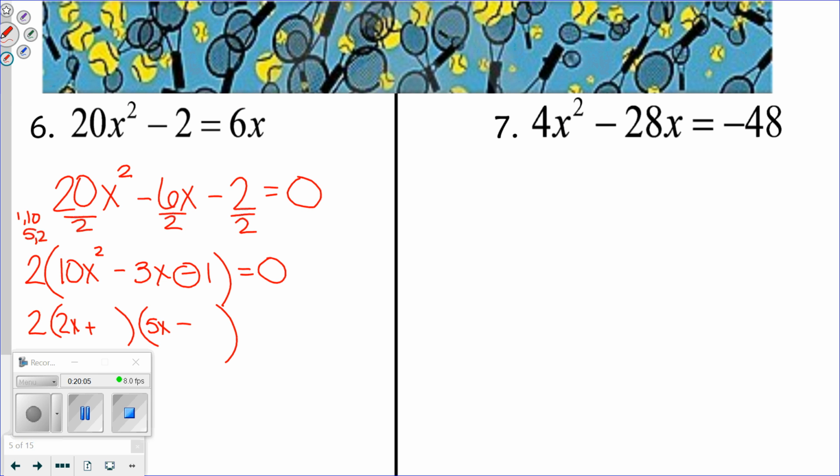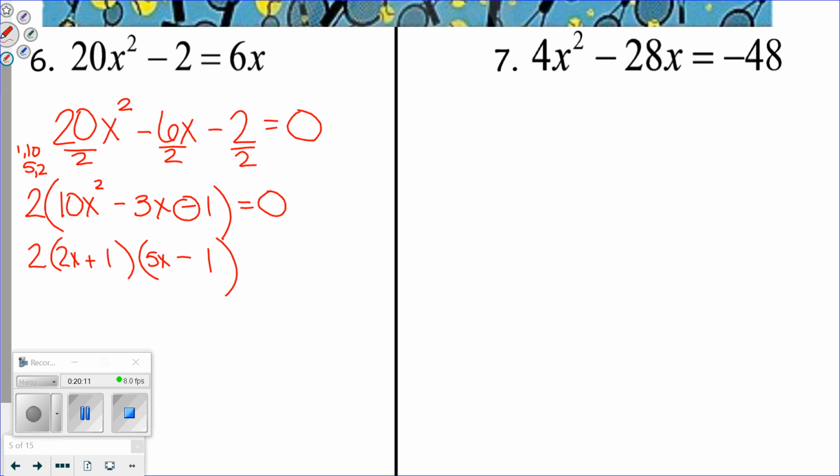Options for C. Just 1 and 1. Did it work on our first try? That's going to give me 5x minus 2x. My signs are backwards. Right, so it should be a 2x minus 1 and a 5x plus 1.